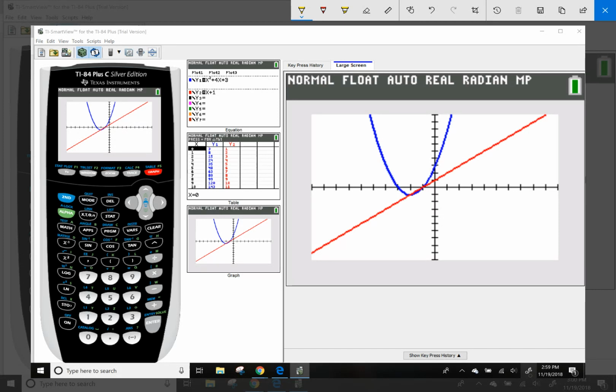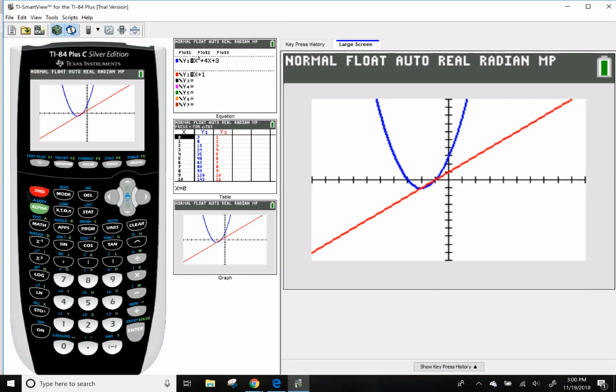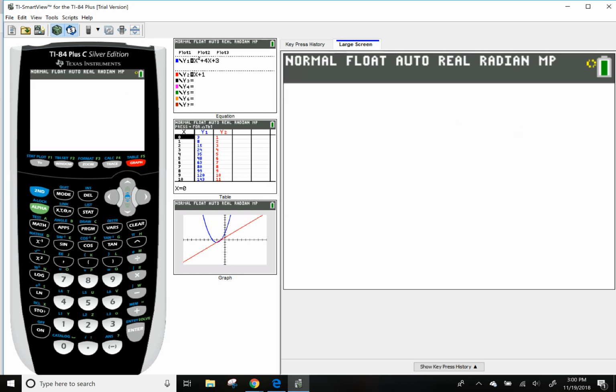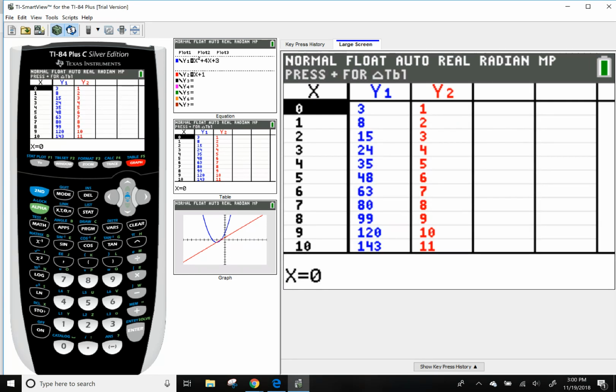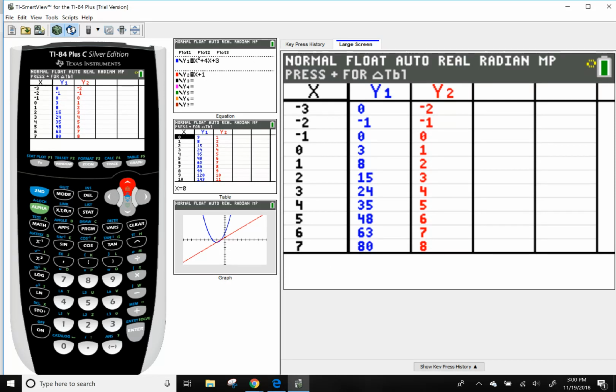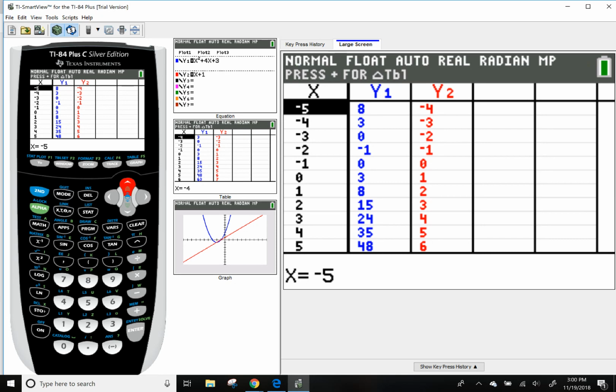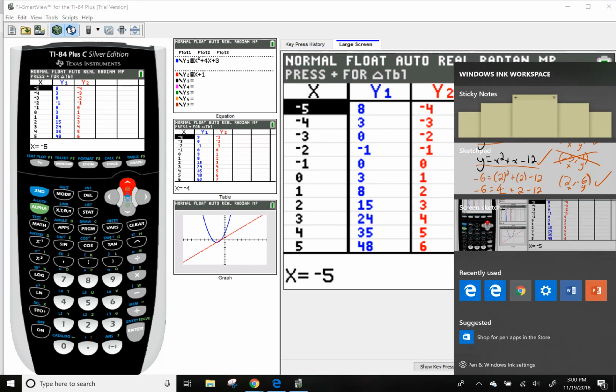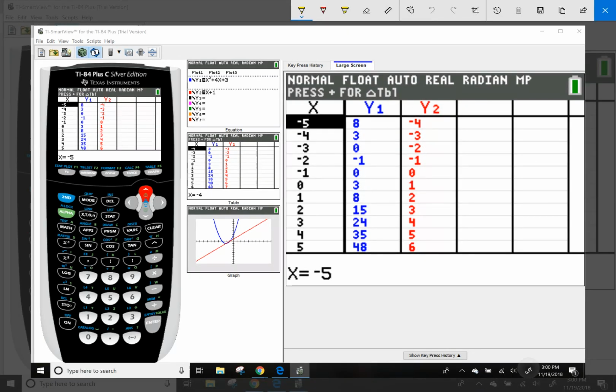But here's a way to confirm. There's a couple ways to confirm. One is you can check your table by hitting second graph, and looking for basically when the y1 and y2 are the exact same number. You can see them, just go up a little further, but you can already see them in your table when y2 and y1 are the exact same number.